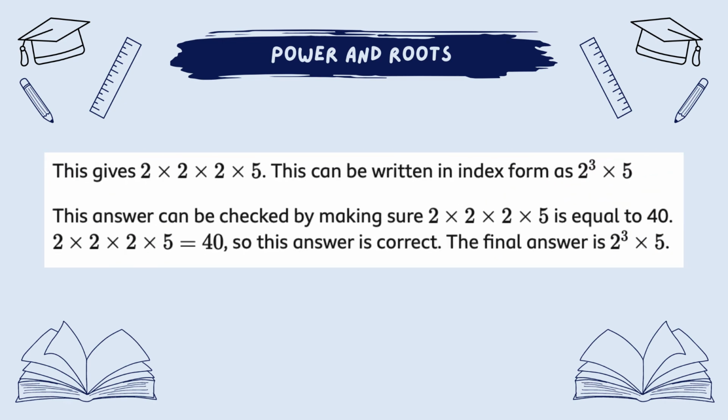This can be written in index form as 2 to the power of 3 times 5. This answer can be checked by making sure 2 by 2 by 2 by 5 is equal to 40. It does, so this answer is correct. Final answer is 2 to the power of 3 times 5.